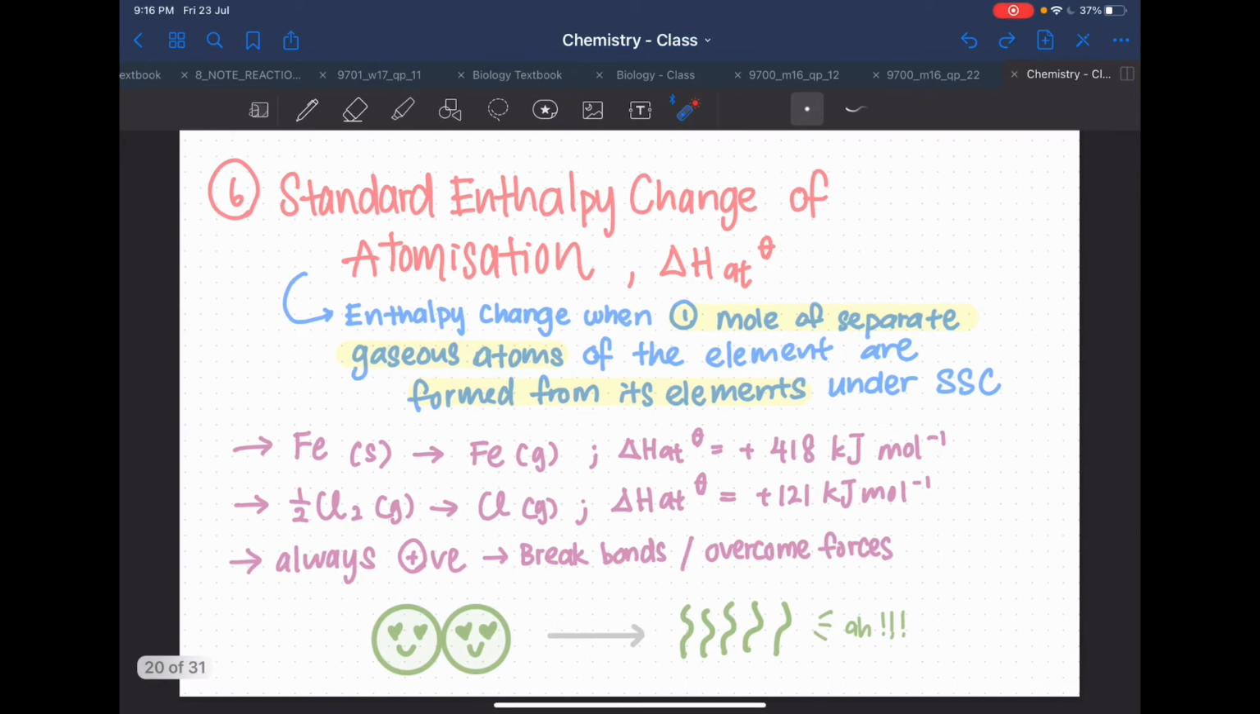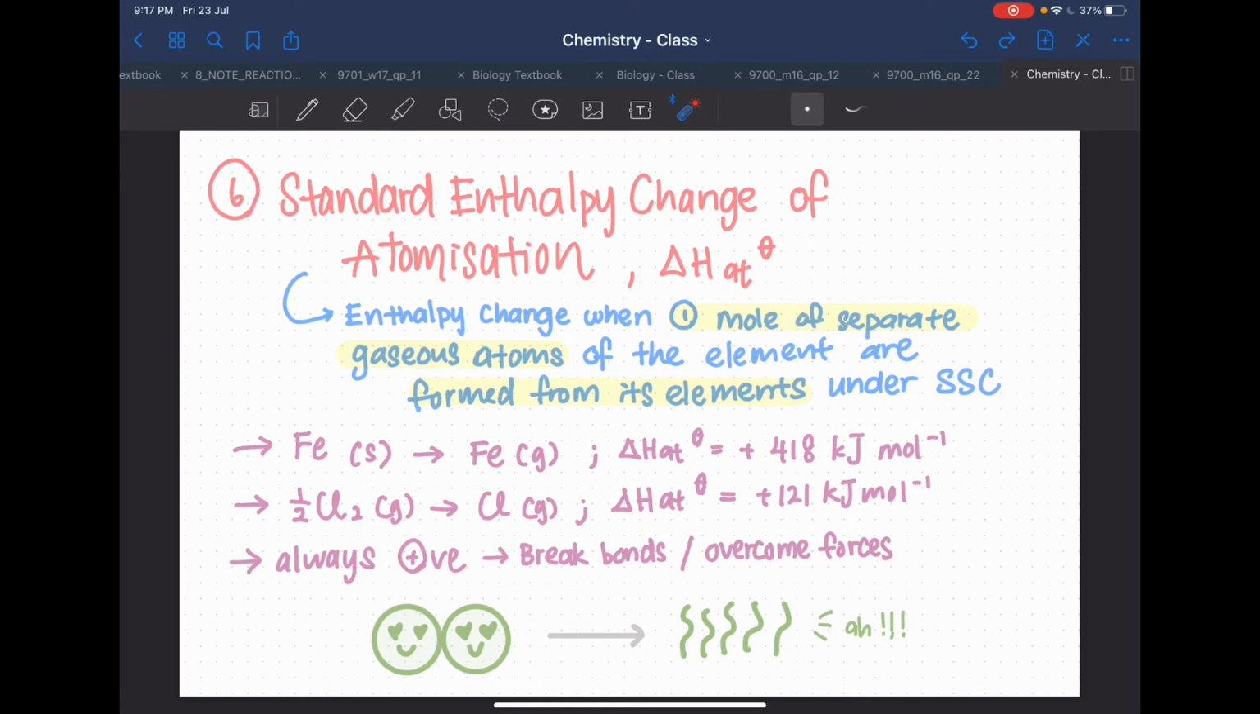Next is the standard enthalpy change of atomization, which is symbolized by this, and it is the enthalpy change when 1 mole of separate gaseous atoms of the element is formed from its element under standard state conditions. It is basically when some element is forced into a gaseous state from its most stable physical state under standard state conditions.